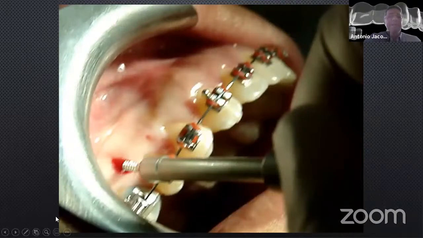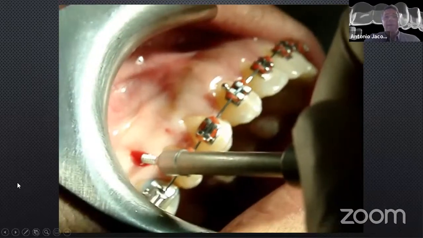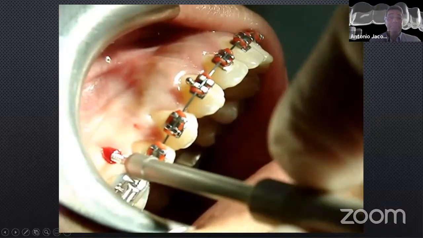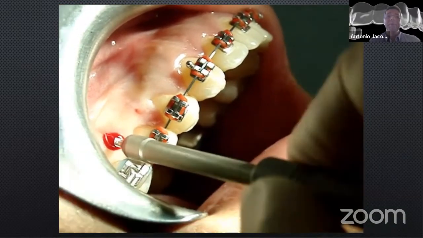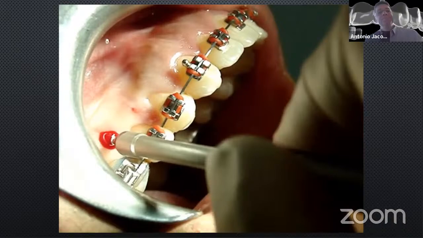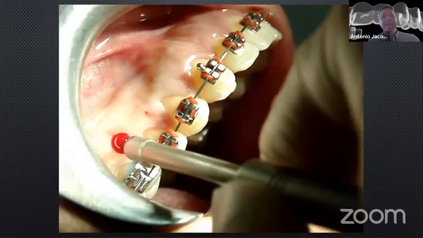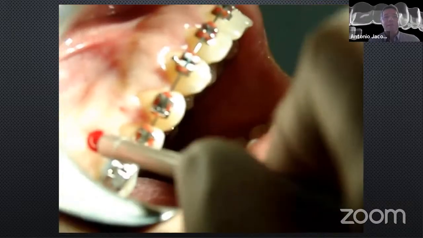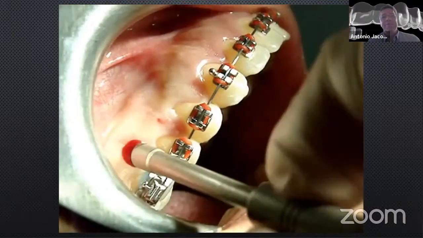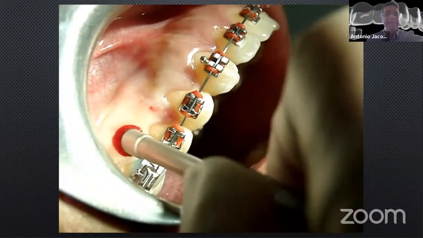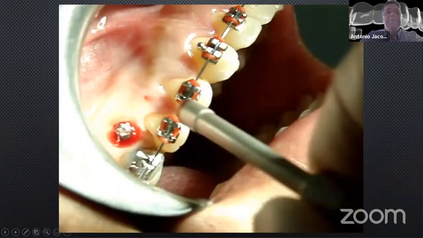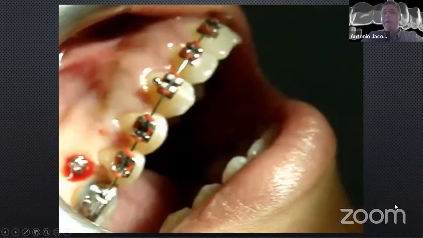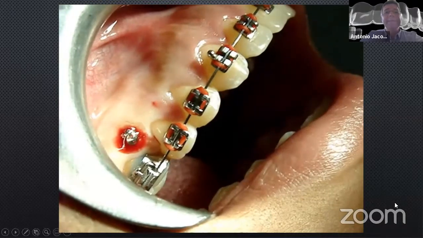So this is just a little movie, and I made this movie at the same time that I'm inserting the mini implant. Whenever you make the punch on the incisor root, it's a very easy procedure, as you can see. And the fact that we use just a little anesthetic, we don't want to anesthetize the teeth, just the gum.